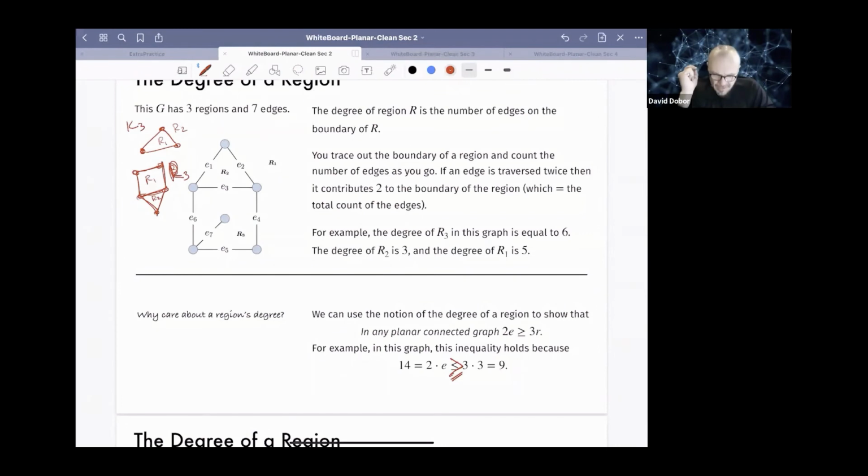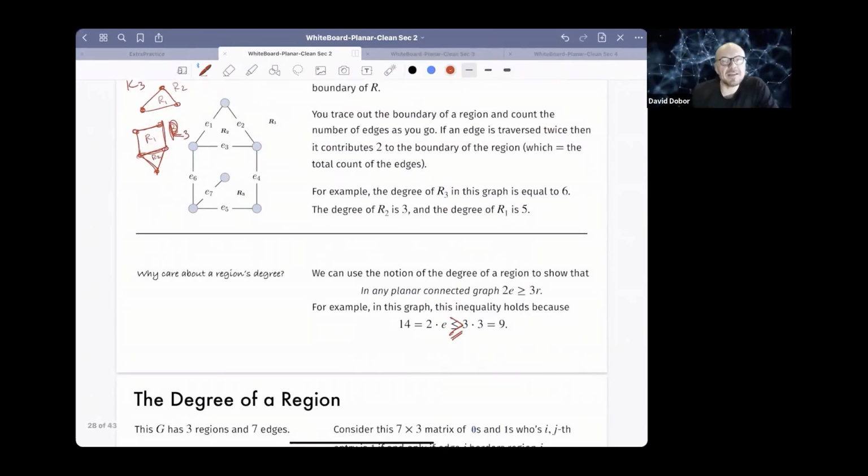Now, I'd like to claim something quite interesting. I want to claim that if you have a planar graph, then twice the number of edges is at least as big as 3 times the number of regions. That's what I want to claim. Okay, so for example, let's take this graph. Does it work out for this graph?